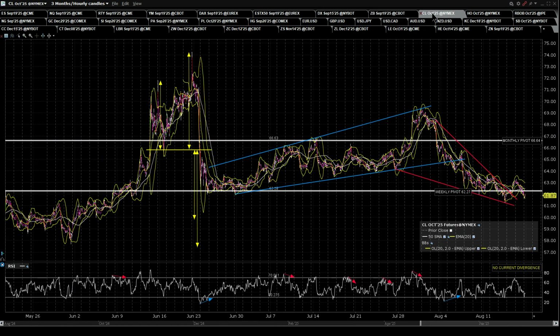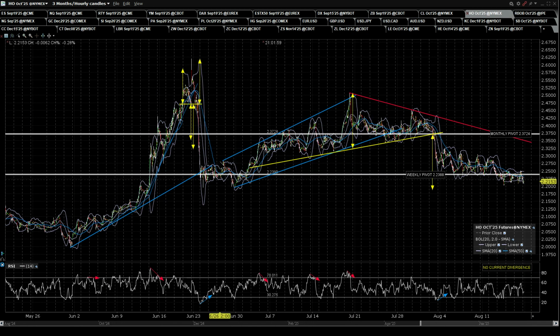All right, looking at CL. I've rolled CL, HO, and RBOB into October this weekend. I haven't rolled natural gas yet. Okay, looking at CL. Potentially got a little falling wedge here, which is trying to break up. Possible bottoming action. We'll see how it goes. Looking at HO, we've still got a target down here at a retest of this low here in about the 2.1785 area. And I'm still not seeing any reason to think that won't get made.